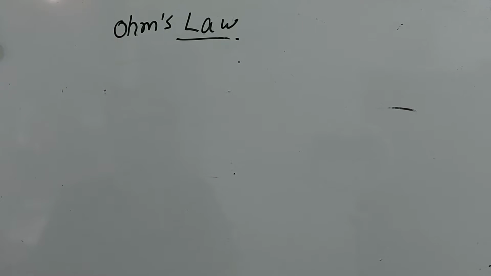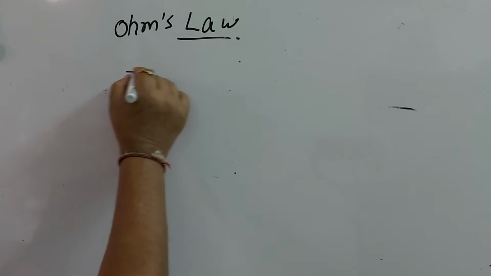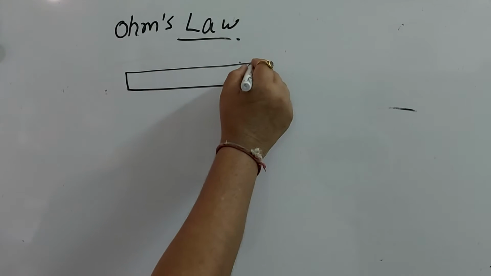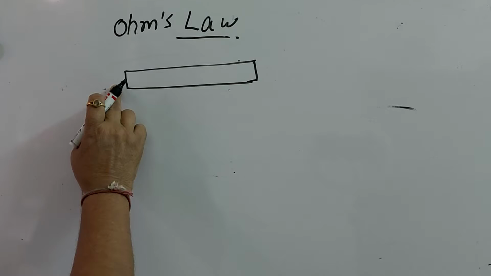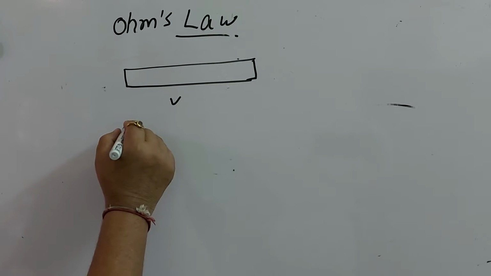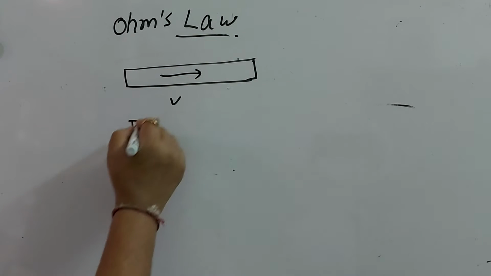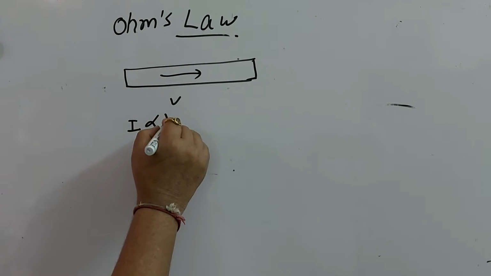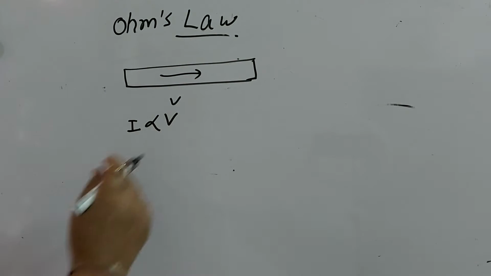Our today's topic is Ohm's law and its deduction. Now, Ohm's law says if we have a conductor and suppose V is the potential difference applied across the terminal of the conductor, then the current flowing in the conductor is proportional to V, if we keep the physical condition of this conductor the same, physical condition meaning temperature and mechanical strain.